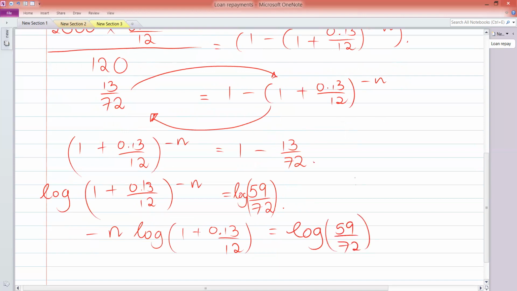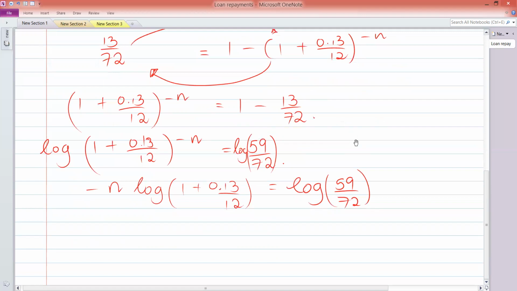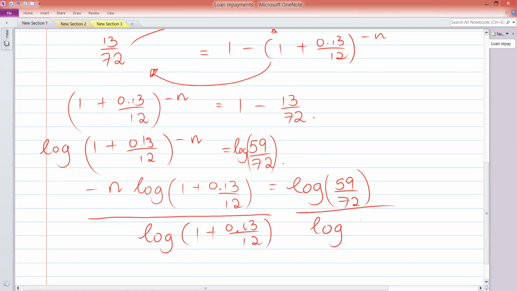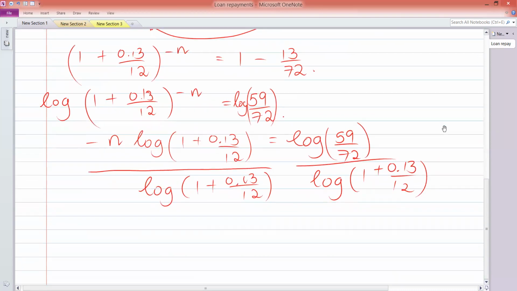At this stage, different teachers work in different ways, but it's literally the same thing. Okay, so you want to still isolate your negative N. So you're going to divide both sides by log 0.13 divided by 12. So what you do to the one side, you do exactly the same thing to the other side. Now at this point, you can now plug everything into your calculator. Okay. I'll give you a second. So negative N equals what? What do you guys get?